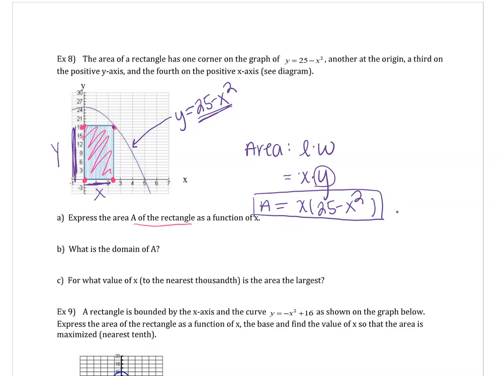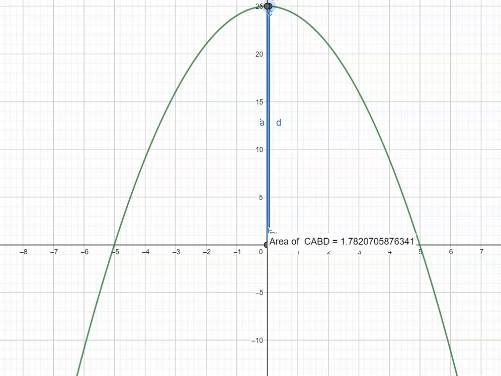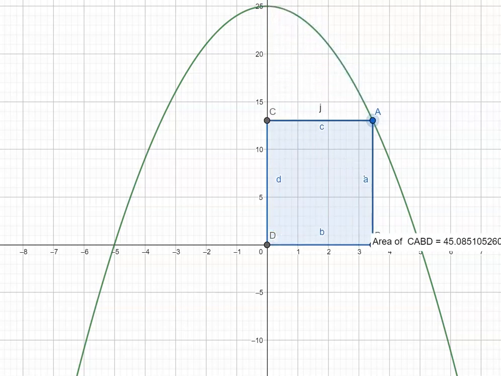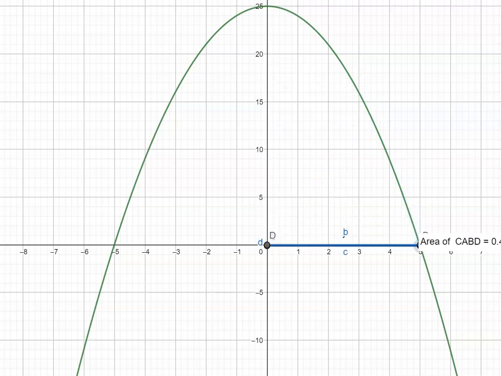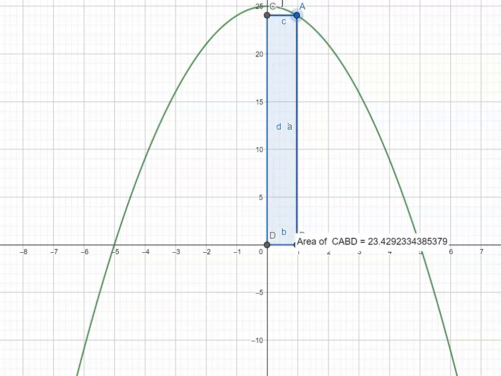Now, the domain. So really, the x's here, I only care about from 0 to 5, but not including that, because otherwise I wouldn't have a rectangle. Basically what this means is that if I had x equals 0, do you guys see how I don't even have a rectangle here? If I drag my point so that it is on the y-axis, that doesn't even give me a rectangle. But as soon as I move it to the right, I start to get a rectangle. I go all the way until I get to 5, and then I don't have a rectangle again. So my domain is between 0 and 5, but not including it, because then I wouldn't even have an area.